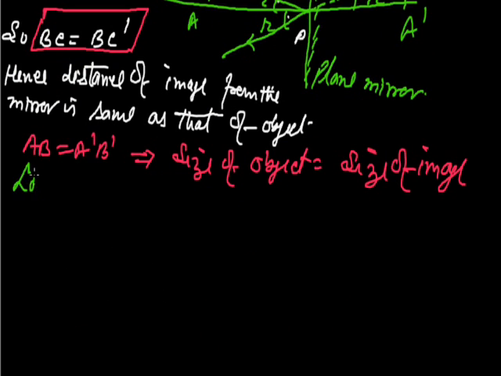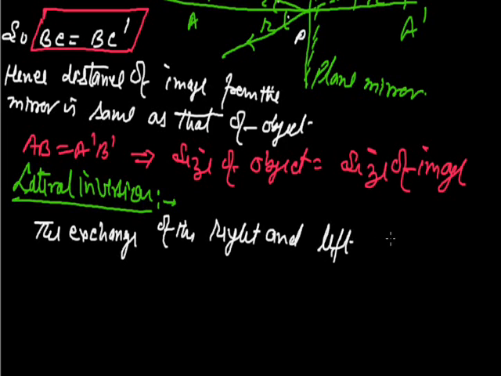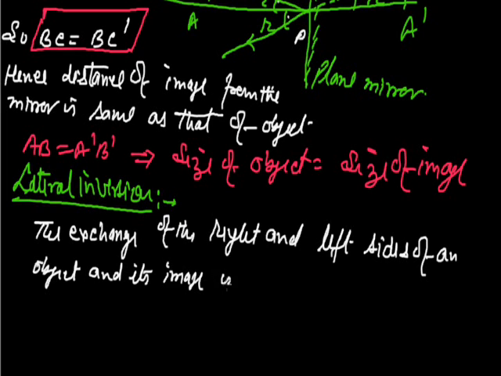Now lateral inversion. The exchange of the right and left sides of an object and its image is known as lateral inversion.